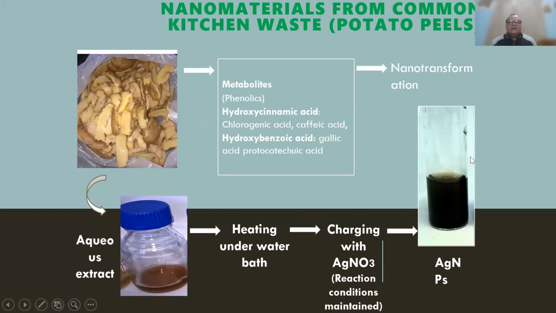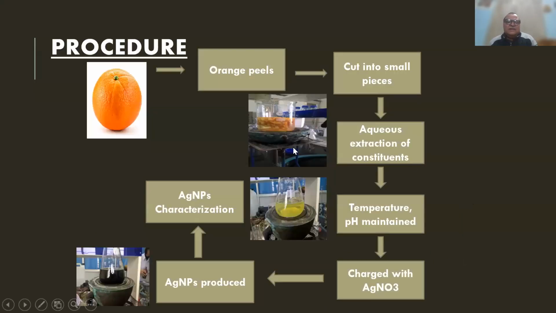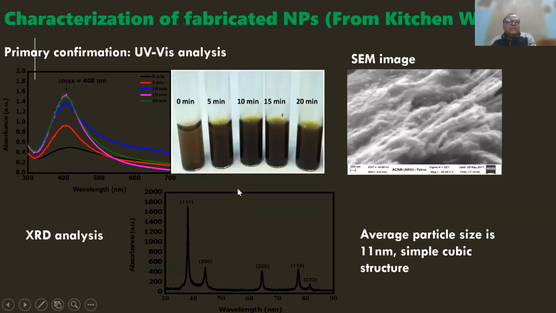These are very labile metabolites in response to pH and temperature. And they have a definite metabolism in which they release energy, and that energy transforms the micro scale material to the nano scale material. It's very, very small sized. Similarly, orange peels were used for this purpose, and we got the result. So these are the confirmation procedures in visible analysis.